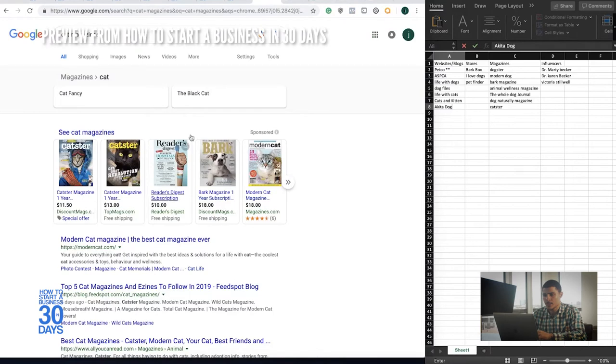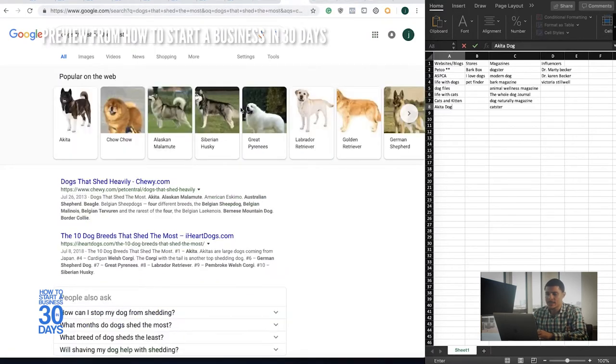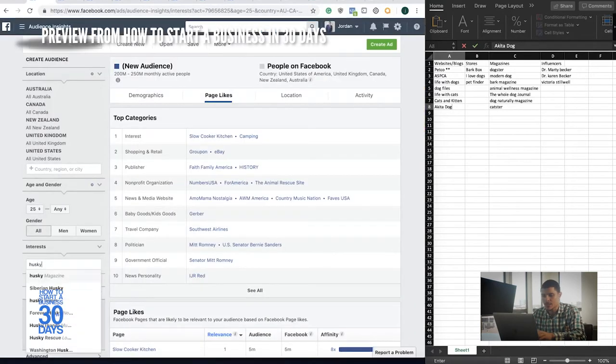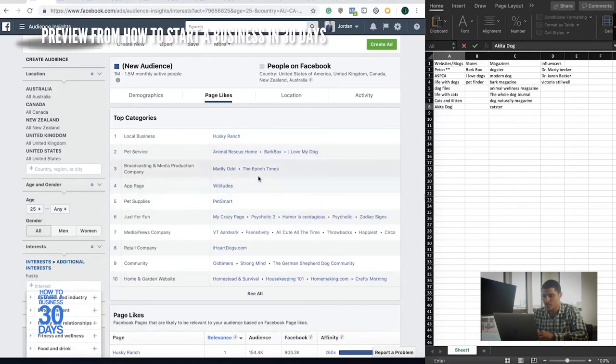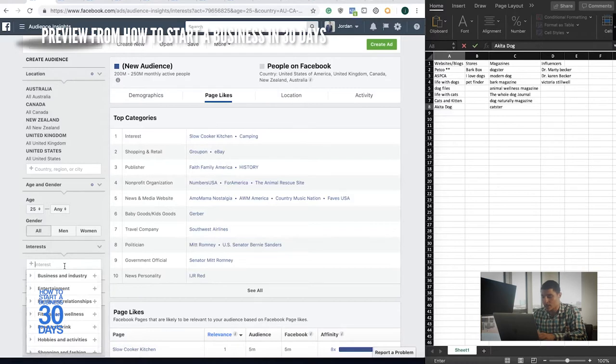Let's think about it, and that's the thing, we don't really have to do this for cats because all cats shed unless somebody has a Sphynx cat or something like that, and we can always just exclude them. Let's do Siberian Husky. I know a lot of people that have Huskies and I know they shed. Husky Magazine. Let's see what we got. PetSmart, Whittitudes, Madly Odd, Bark, Husky Ranch. See all these psychotic zodiac signs? That's not going to do it for me. We're not doing that in there. That's just going to water down our audience.